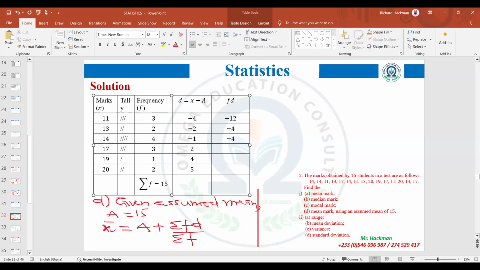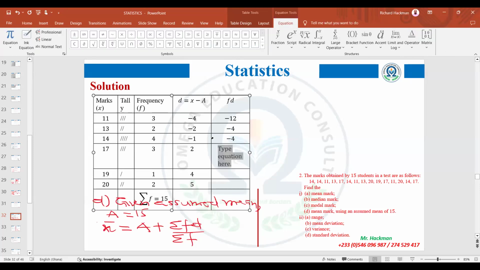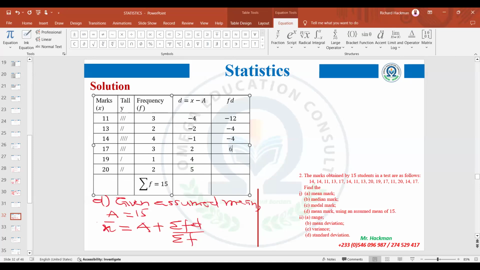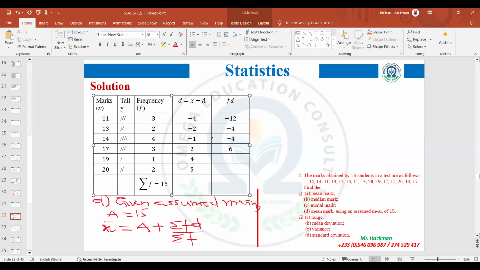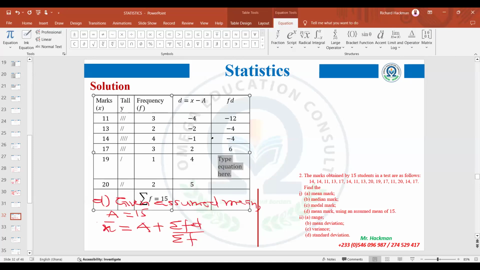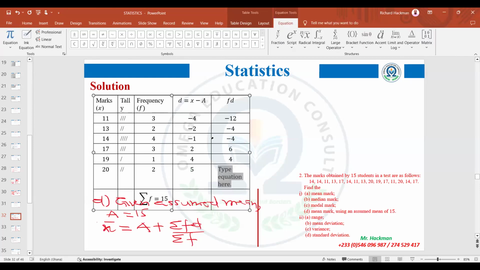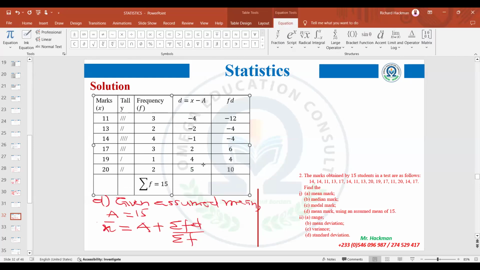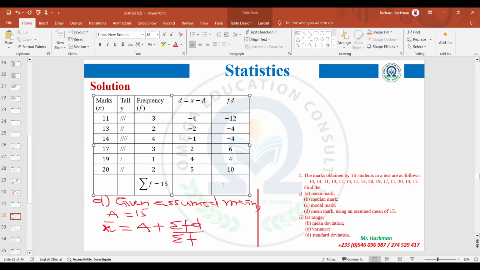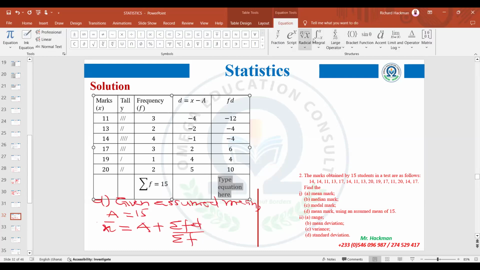Let's continue and see what is going to happen. Then 3 times 2 will give us 6. I hope you are following, my professors. 1 times 4 gives 4. Then 5 times 2 will give us 10. So we'll need a sum. This time around, let me copy this, or I can still get it from what we have there.